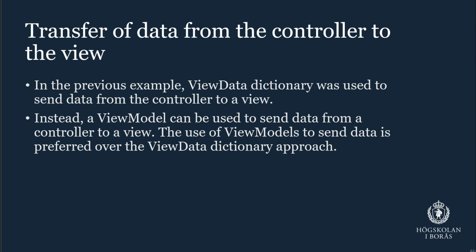So now that we have transferred some data from the controller to the view by using the ViewData dictionary in the previous example, a view model can instead be a more useful and efficient way to send data from a controller to a view. The use of view models to send data is preferred over the ViewData dictionary approach that we just did.